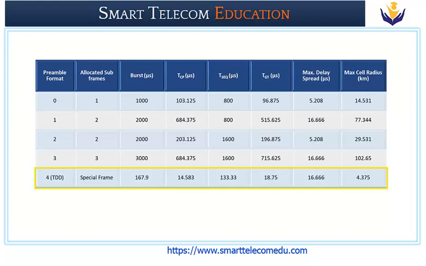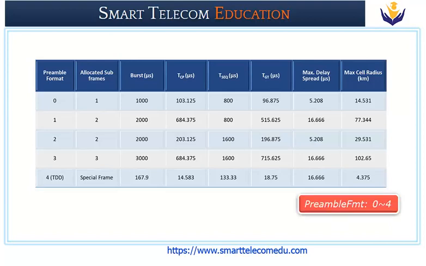Format 4 is only available for LTE TDD, frame structure type 2 and special subframe configurations, for small cells, up to 4 kilometers. The preamble format is specified by the cell preamble FMT parameter, and the cell radius is specified by the cell radius parameter.